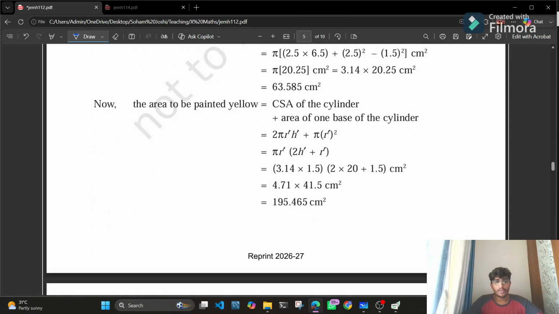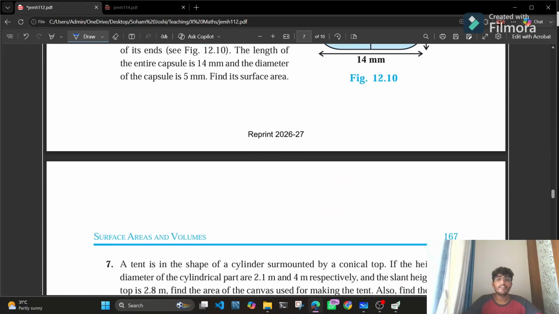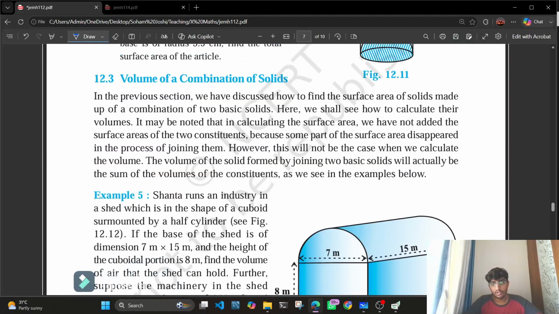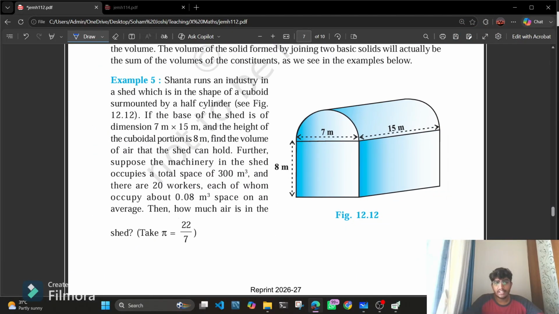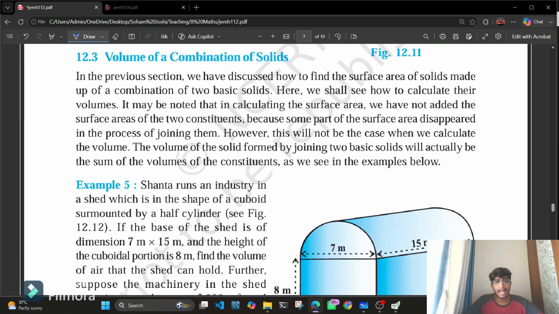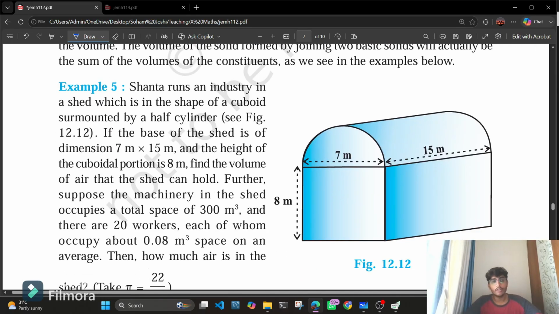Moving further, we'll cover one example on volume also. So we'll directly go to a question and solve it. Example 5: Shanta runs an industry in a shed which is in the shape of a cuboid surmounted by a half cylinder. So basically, in 2D we can say that I have a cuboid.